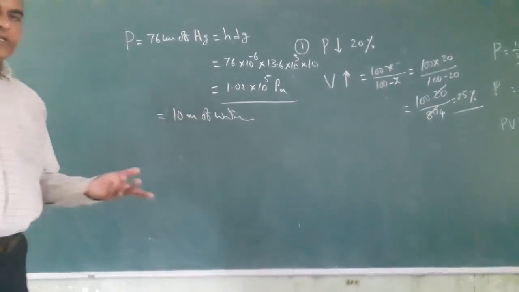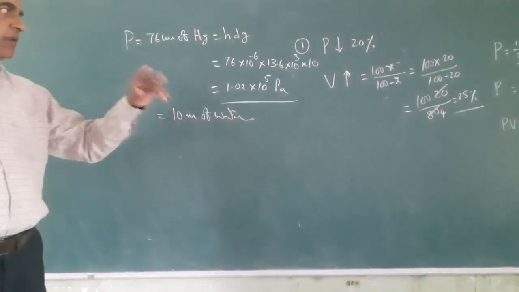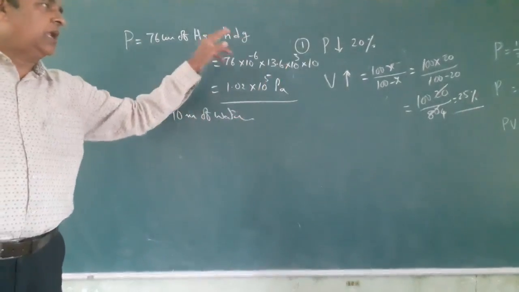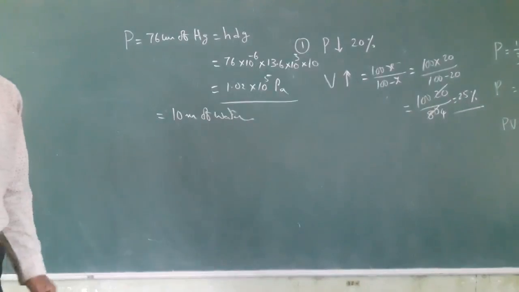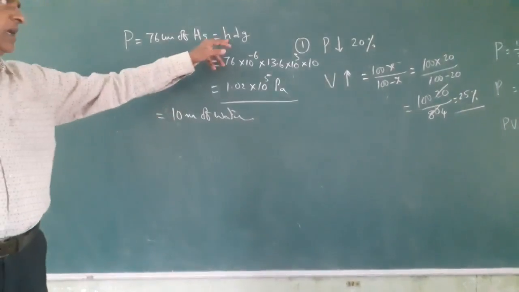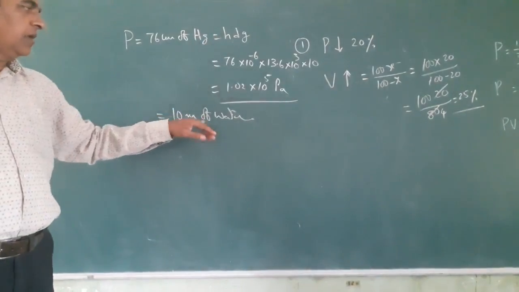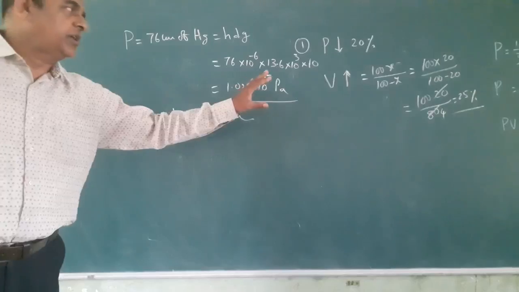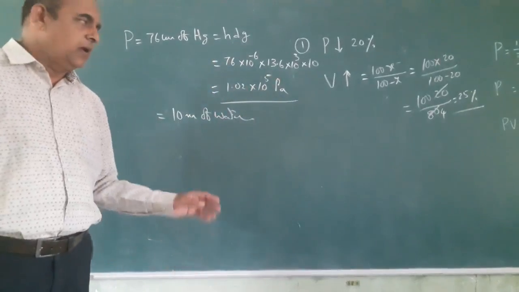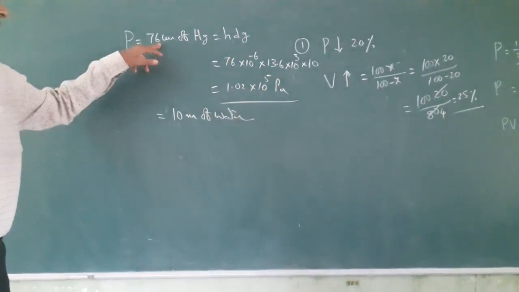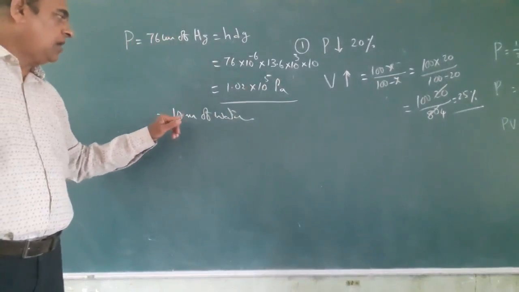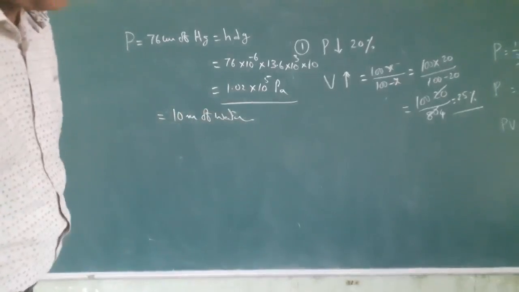If you want to take other liquids also, if you know the density, you have to apply the h d g formula to calculate the other liquid's height in the barometer. So if you take water instead of mercury, the height is 10 meters of water. Atmospheric pressure is approximately 10 to the power 5 Pascal, but that is expressed in terms of mercury as 76 centimeters of mercury, or 10 meters of water.